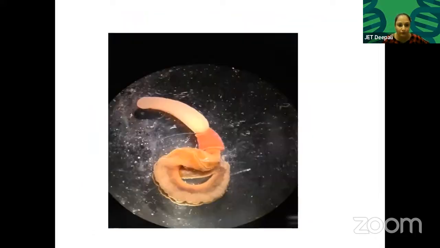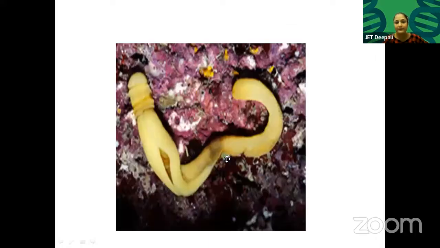And next, Protoglossus. See, this is Protoglossus. You can see the proboscis here. You can see this part as a collar, and the remaining part is trunk. And this is Ptychodera. It is like Balanoglossus only. This is the proboscis. This is collar, and this is trunk. This is the anal opening, and this is the oral opening.